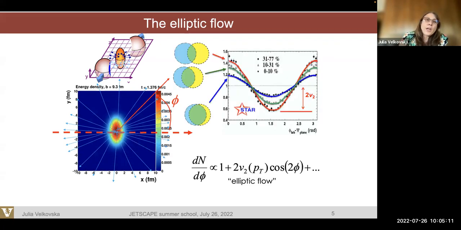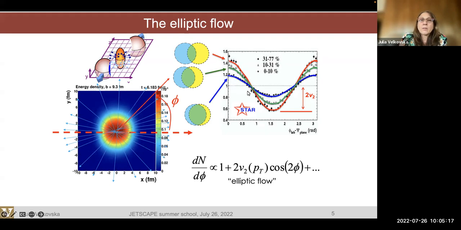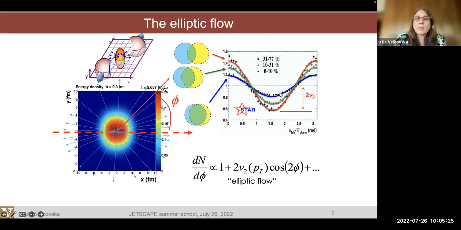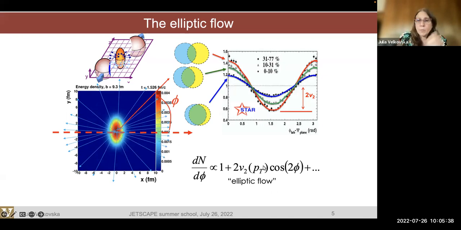Then if you change the overlap zone of the two nuclei, you will find that this anisotropy is larger for a more anisotropic initial condition, which happens in more peripheral collisions, and it's smaller in more central collisions. You define the strength with the amplitude of this distribution, and this is the famous elliptic flow.